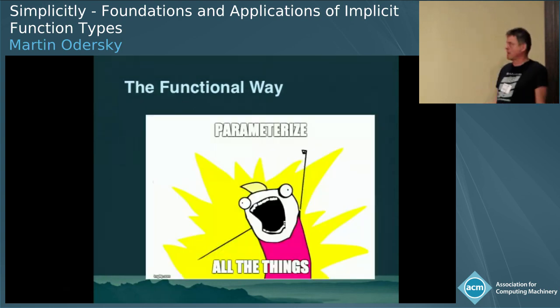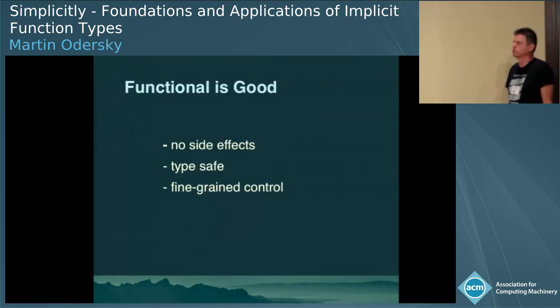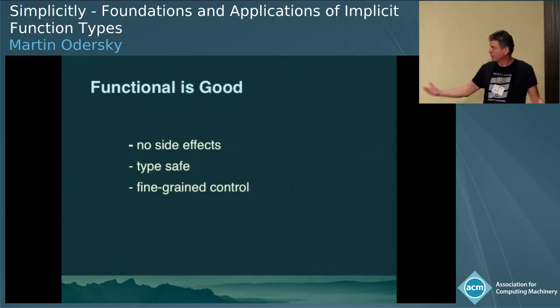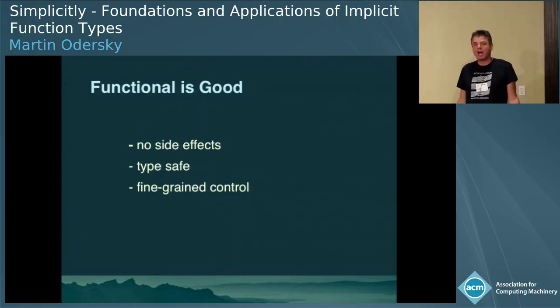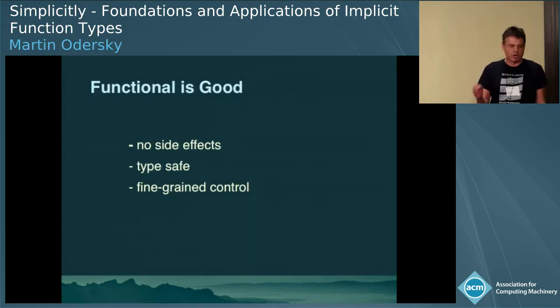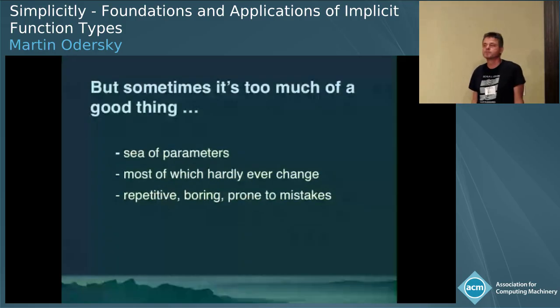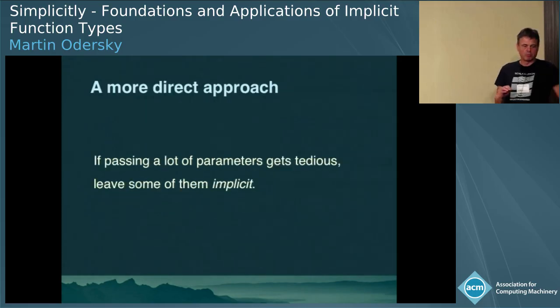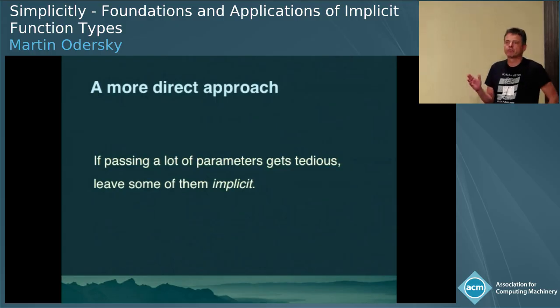So as functional programmers, of course, we know we have it much better. Parameterize all the things, that's the functional dogma, right? And functional is definitely good. So by just expressing context as parameters, we can have no side effects, we can be type safe, and we have very fine-grained control over what we want to pass where. But sometimes it's actually too much of a good thing. You tend to drown in a sea of parameters, most of which hardly ever change, and that's repetitive, boring, and prone to mistakes.